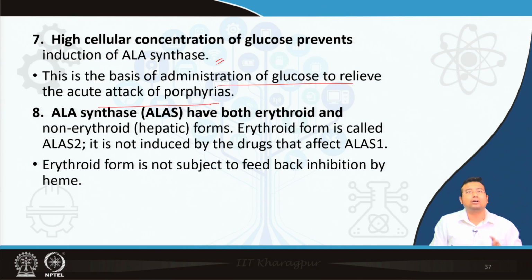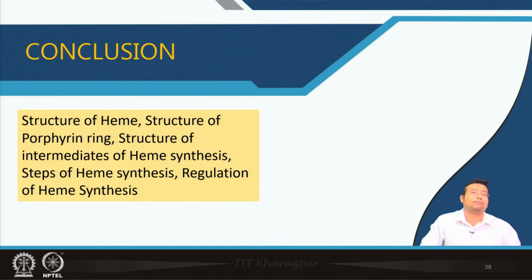We should also know that ALA synthase has both erythroid and non-erythroid forms. I told you it is present in RBCs and also in hepatocytes, right. The erythroid form is ALA synthase 2, and it is not induced by drugs that affect ALA synthase 1, right. And this erythroid form is also not subject to feedback inhibition by heme. So, very important, we can always carry on production of heme in our bone marrow. It is not feedback inhibited. So, these are the various regulation mechanisms of heme synthesis.